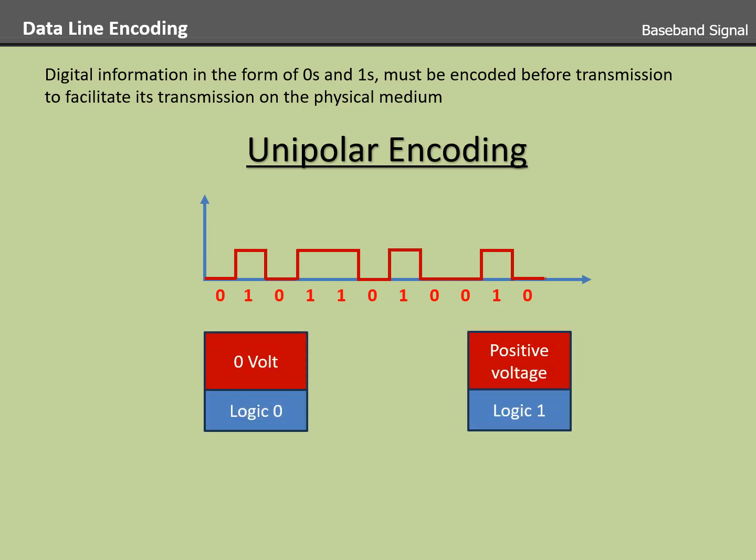In unipolar encoding, a 1 will be encoded with a positive voltage and a 0 will be encoded as 0 volt. The logic 1 or 0 is referred to as a bit, and the positive voltage or 0 volt is referred to as the signal.